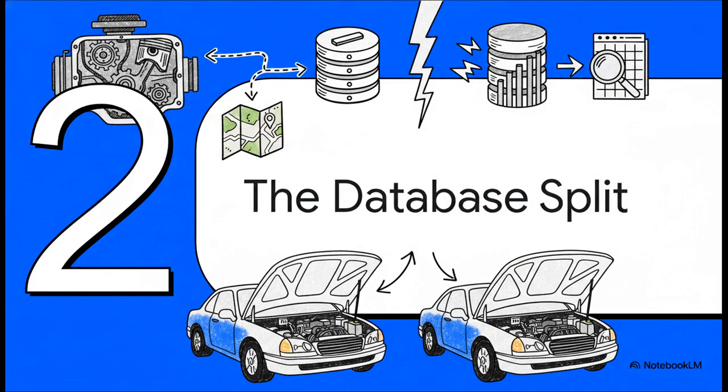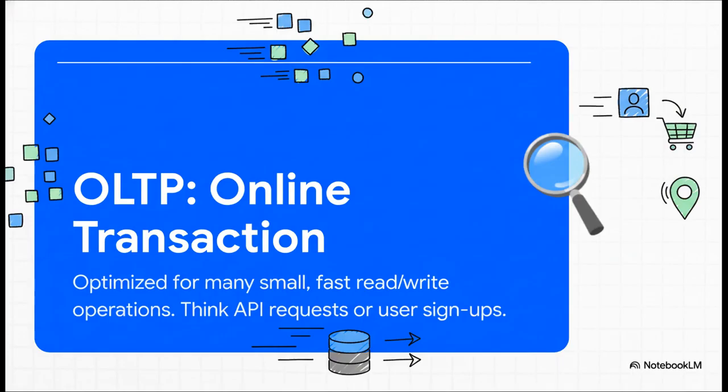Okay, to really get why, we've got to pop the hood. That speed difference we saw, it's not an accident. It's totally by design. It all boils down to this fundamental split in the way databases are actually built from the ground up. So on one side of the ring, you've got OLTP, which stands for Online Transaction Processing.